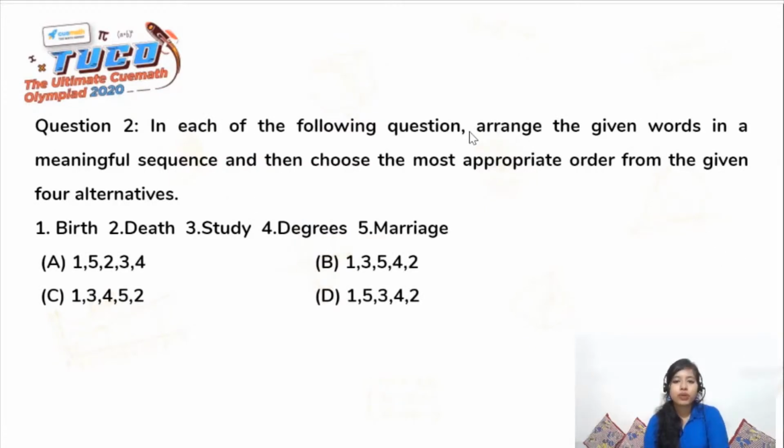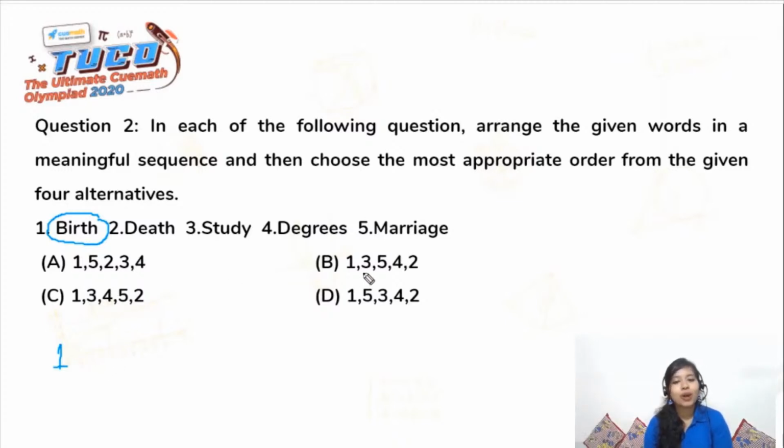In each of the following questions, arrange the given words in a meaningful sequence and then choose the most appropriate order from the given 4 alternatives. So this is more of English here, right? Let's see. We have birth, death, study, degree, marriage. It's very obvious that I need to take birth to do the rest of the things, right? So I'm very sure that my option is going to start with 1.